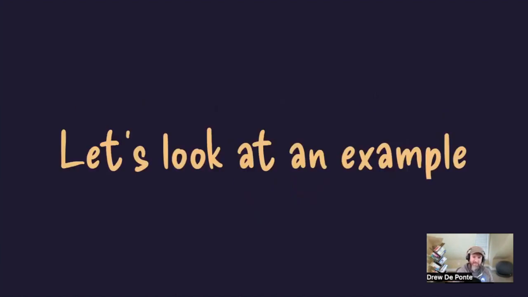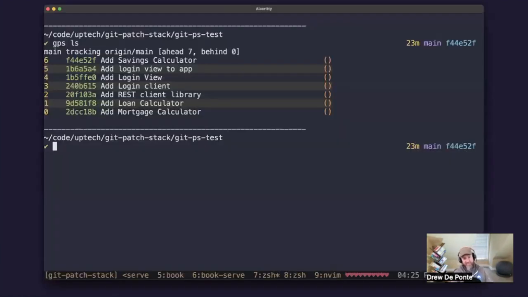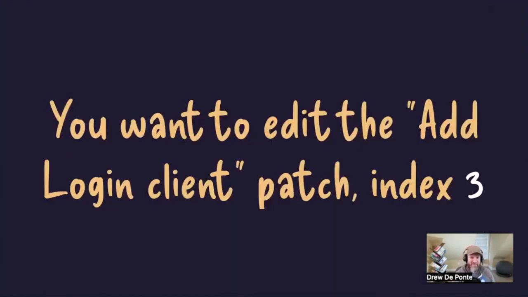Well, I think the best way is to look at an example. So let's look at an example. We got this patch series here. Got this patch stack. It's not turned into a patch series. These are all independent solo patches in our patch stack. And let's say we want to edit the add login client patch in the middle. It's somewhere in the middle of this thing, index number 3.